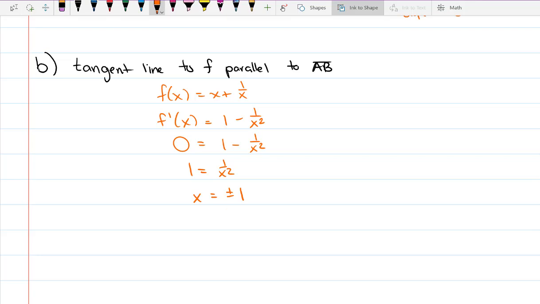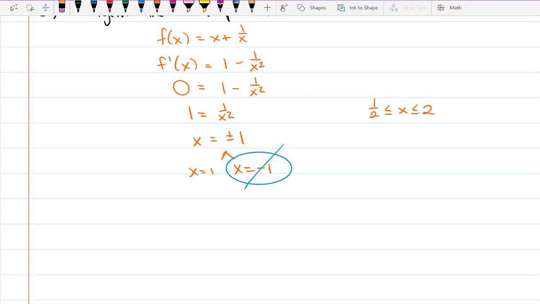Well, this means I get two answers. I get x equals 1 and x equals negative 1. That's all fine and dandy, except remember our domain is 1/2 to 2. So this value's not going to work. So what I need to do is find the slope at a point. What we want to do now is plug the 1 value into our original function to find the y value that goes with it.